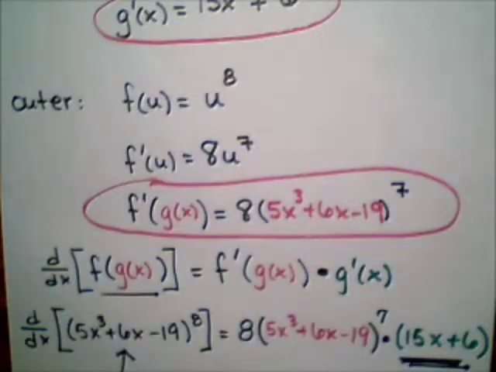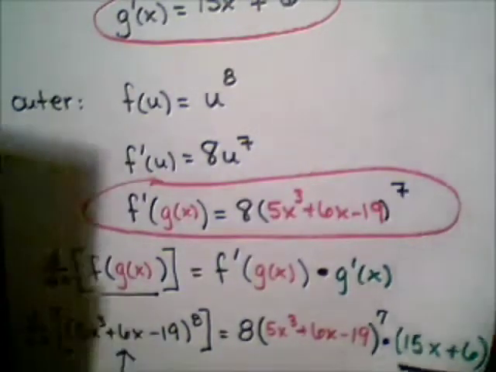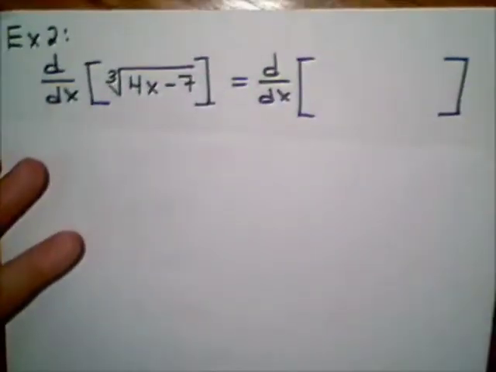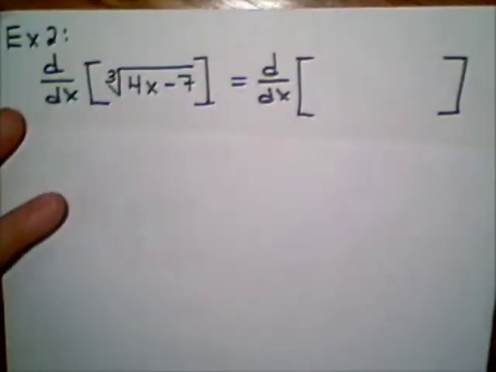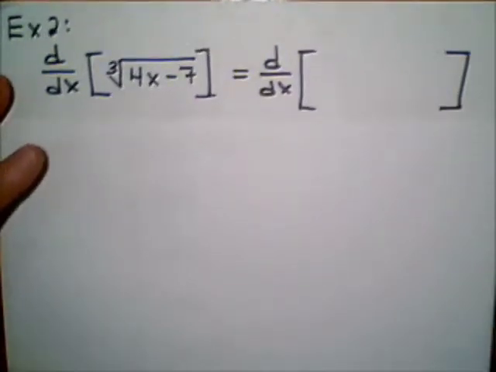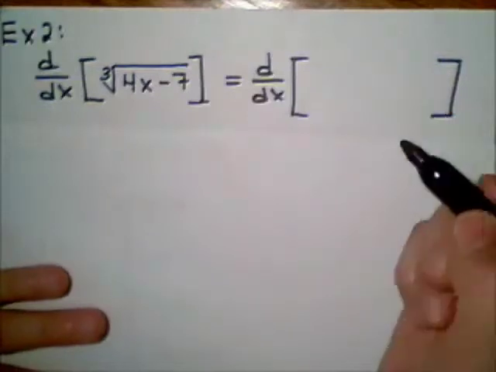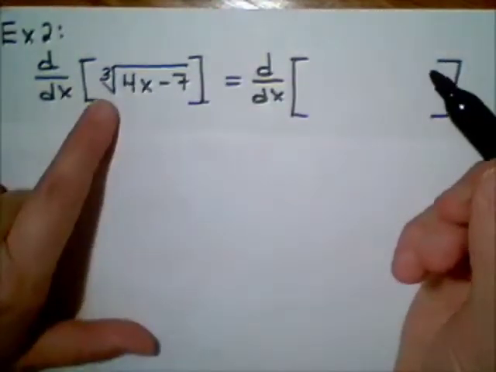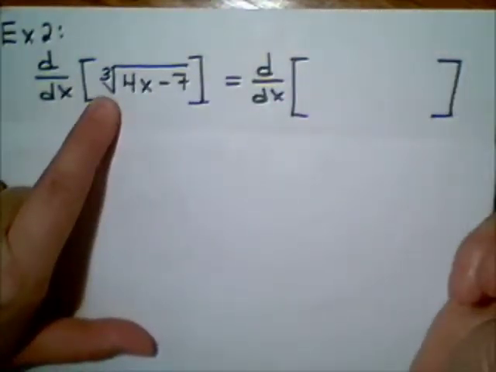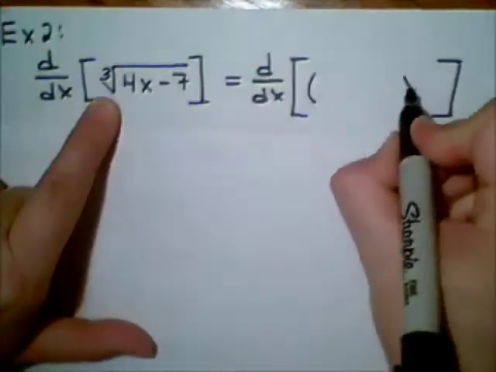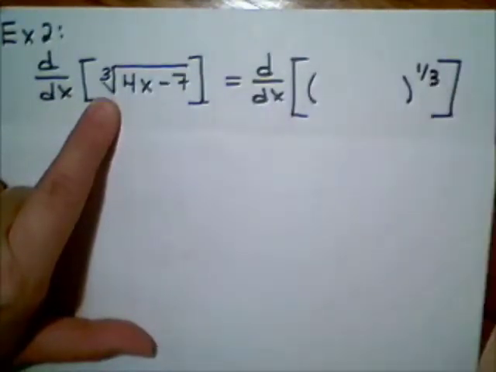All right, let's move on to our next example. We're going to take the derivative of a cube root function. And I'm going to have to change that paper. There it comes. Okay, example 2. The derivative of the cube root of 4x minus 7. Okay, as we talked about on the first slide, the cube root of this polynomial can be written as a power where the exponent is 1/3.